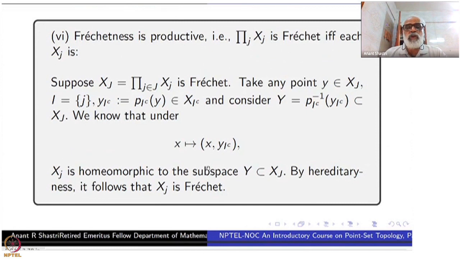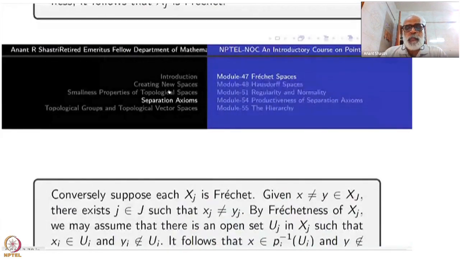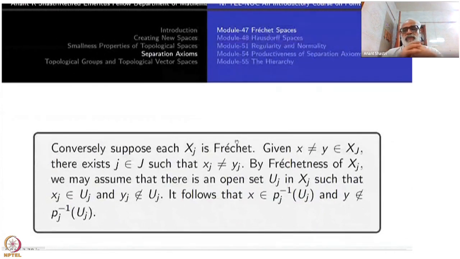Okay, we have to prove the converse. Suppose each Xj is Fréchet, then why is the product Fréchet? Okay, that is much easier. Conversely, suppose each Xj is Fréchet. Take any two distinct points x and y inside the product. What is the meaning of the two points being distinct? At least one of the coordinates is different, right? If all the coordinates are the same, then the points are the same. So there exists a j in J such that xj is not equal to yj.